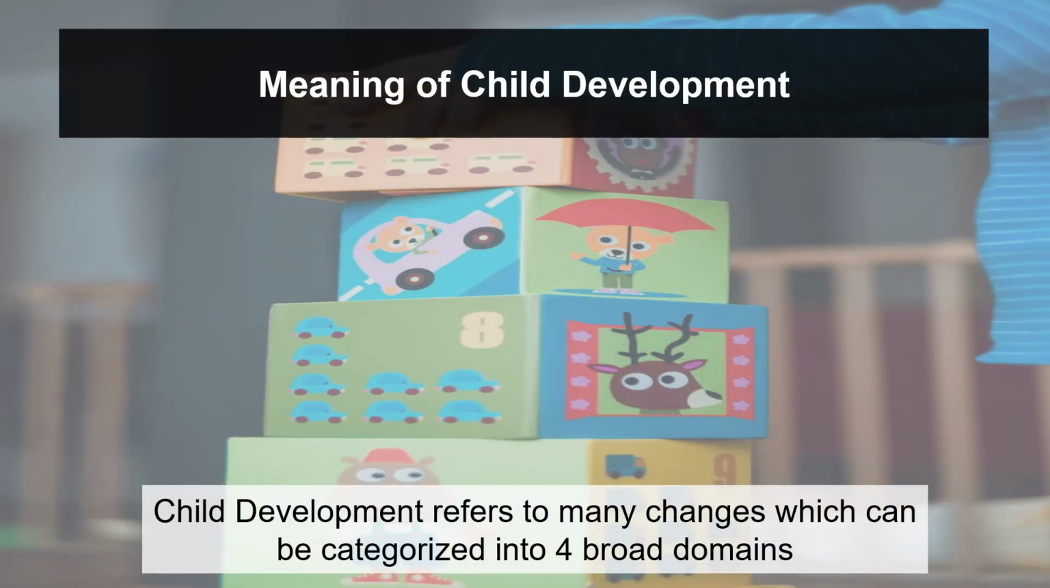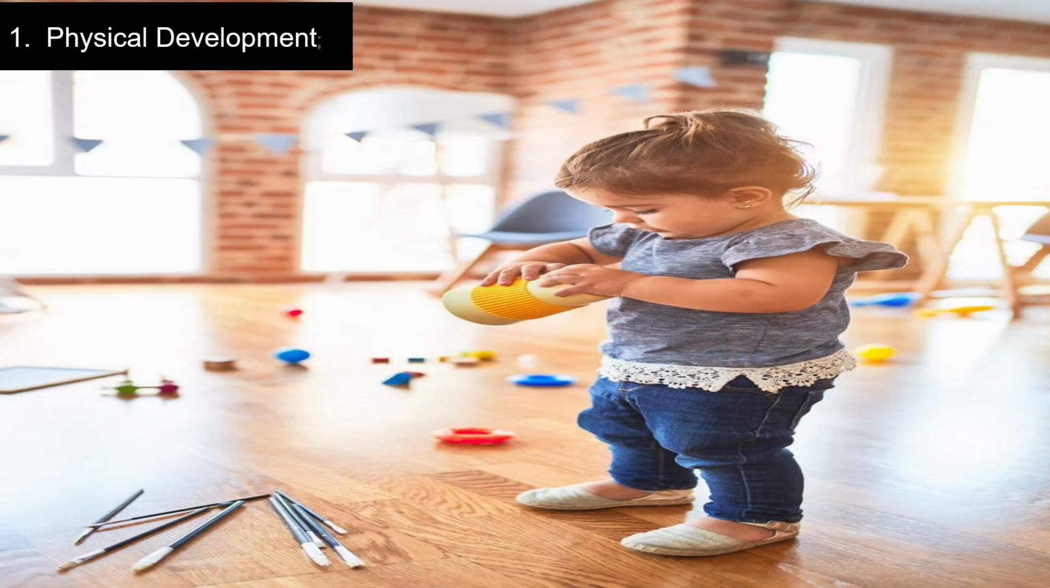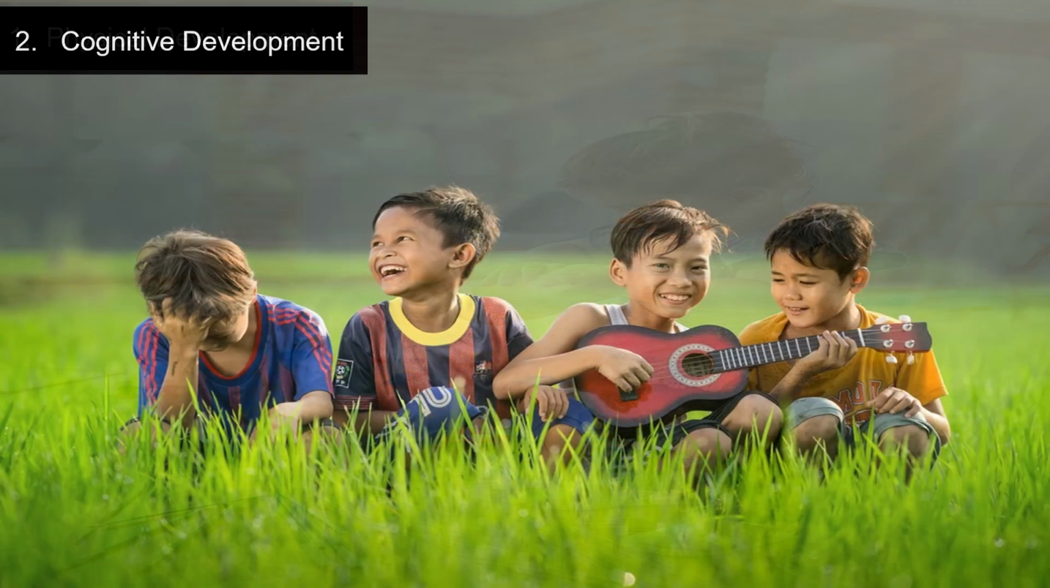So child development refers to many changes. What kind of changes? Now these changes can be categorized into 4 broad domains. What are these 4 broad domains? First is physical development. When I talk about physical development, it means all the physical and biological changes between birth and adolescence. Second is changes which are categorized under cognitive development. Cognitive development means how the child thinks, explores and figures out various things. Even the brain development is also included in the cognitive development.